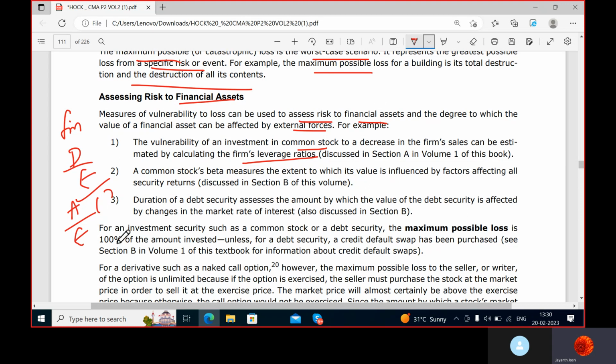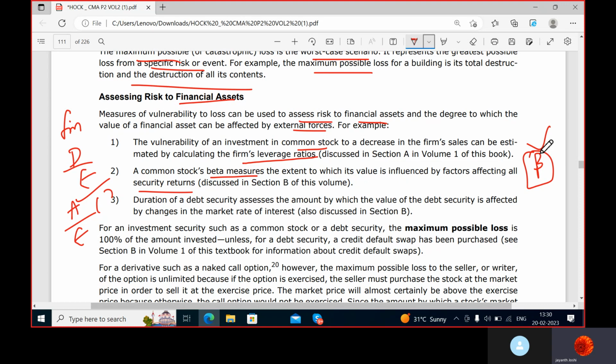Now, a common stock's beta measures the extent to which its value is influenced by factors affecting all security returns. So beta is what? Beta is the measure of systematic risk. That means if the market crashes, every firm will suffer.